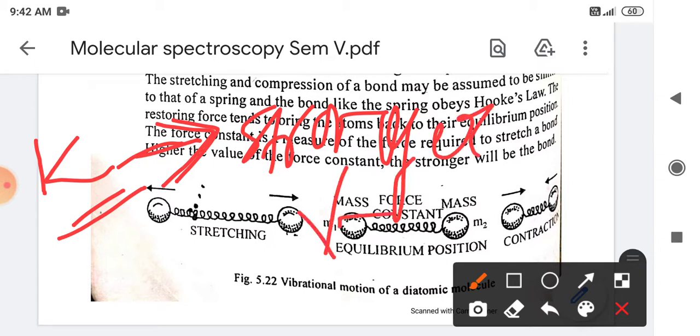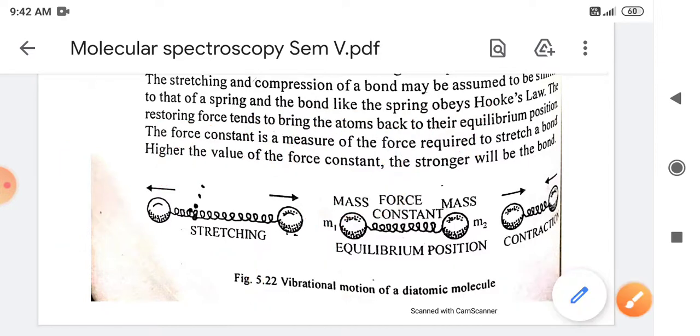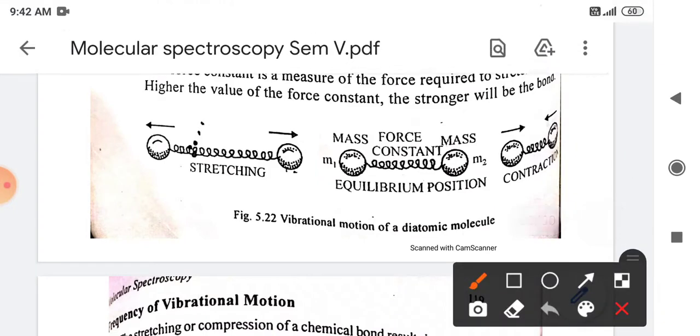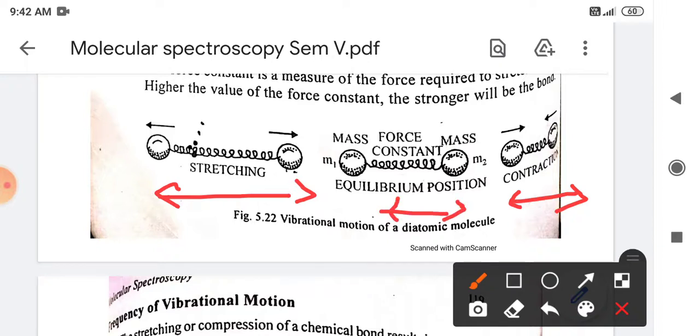And also if the bond is stronger, it will vibrate at a higher frequency, because the higher the strength of the bond, the higher its vibrational frequency. Here we are considering the two extreme cases: this is the stretching of the spring or atom bond, and this is the contraction of the bond. If we stretch or compress the bond and then release it, there will be a fixed time at which the equilibrium position is reached.